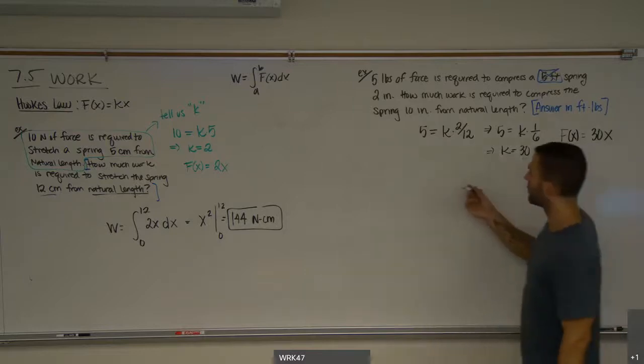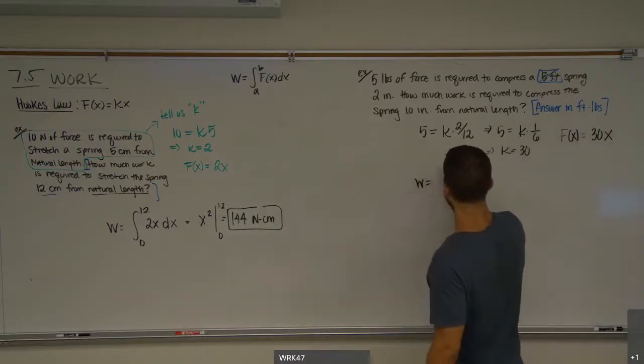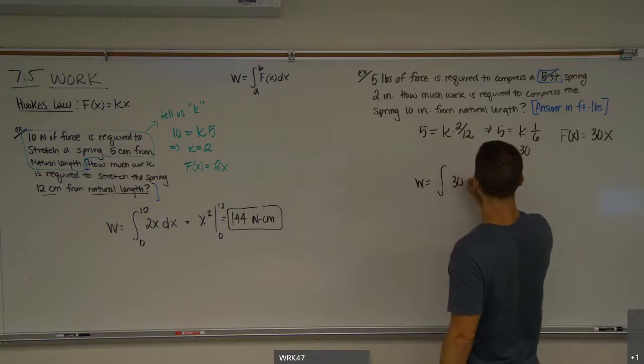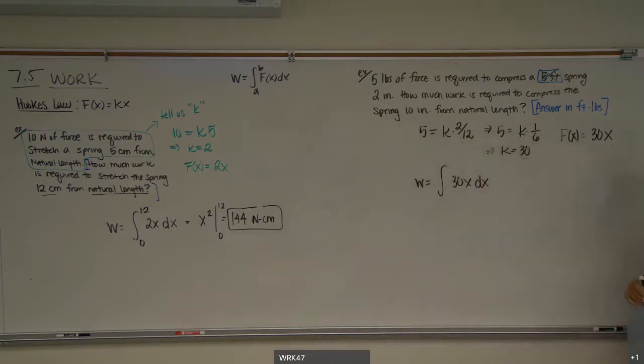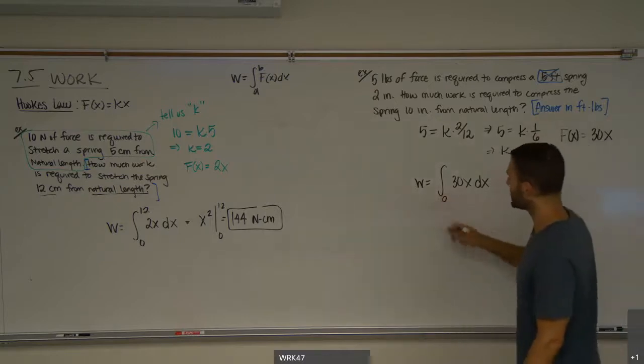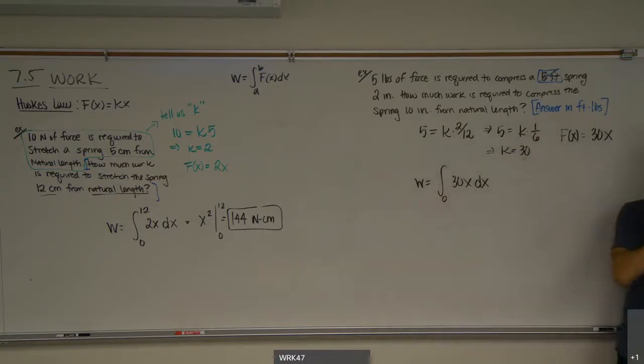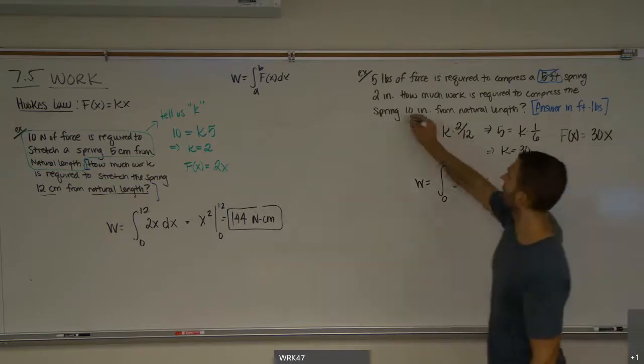So now the amount of work done will be the definite integral of the force function, 30x dx, over the amount stretched or compressed. So let's look at the question. How much work is required to compress the spring 10 inches from natural length? And so 0 is my lower bound. I'm not compressing or stretching the spring at all. And I want to compress the spring 10 inches.